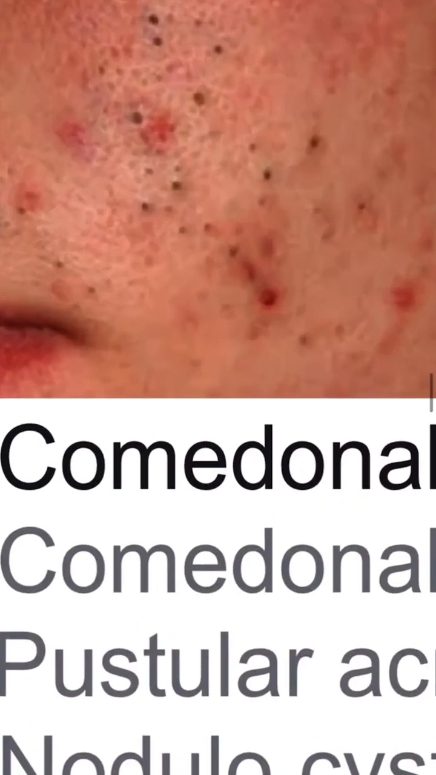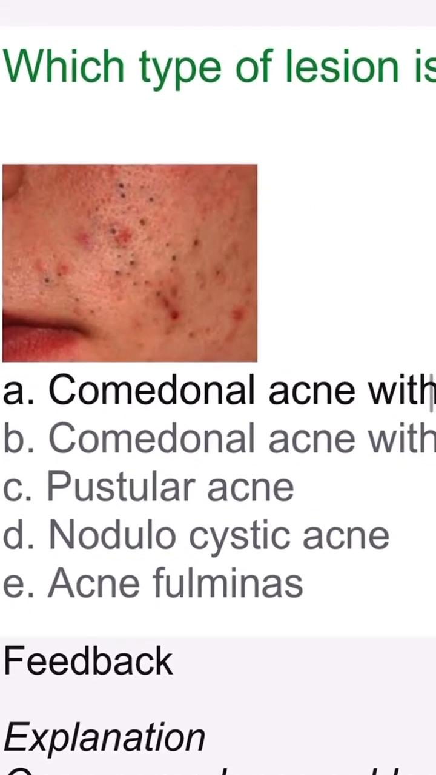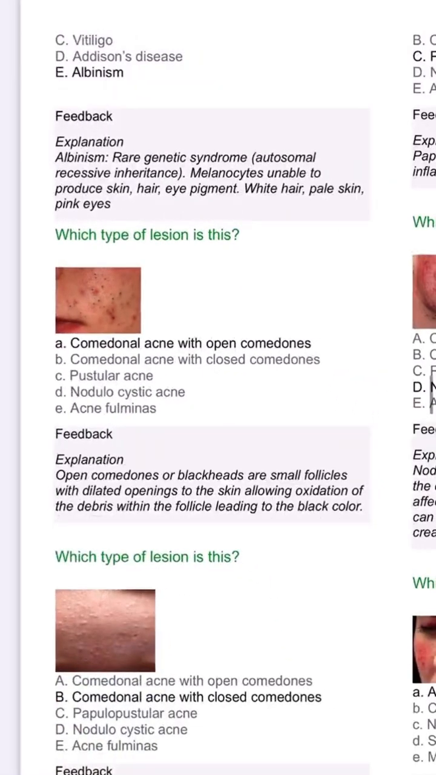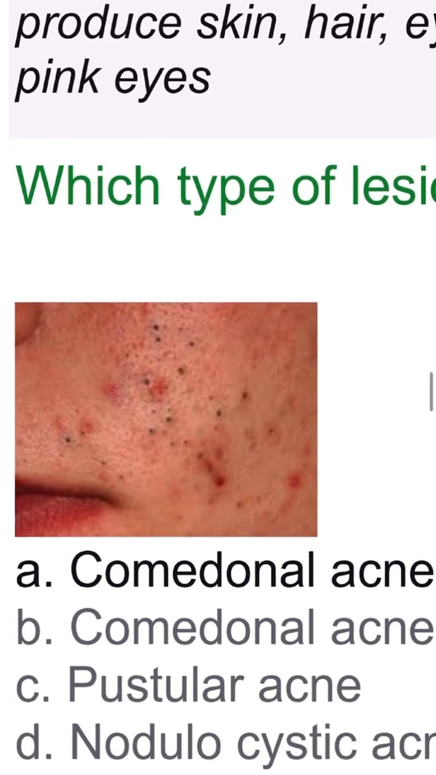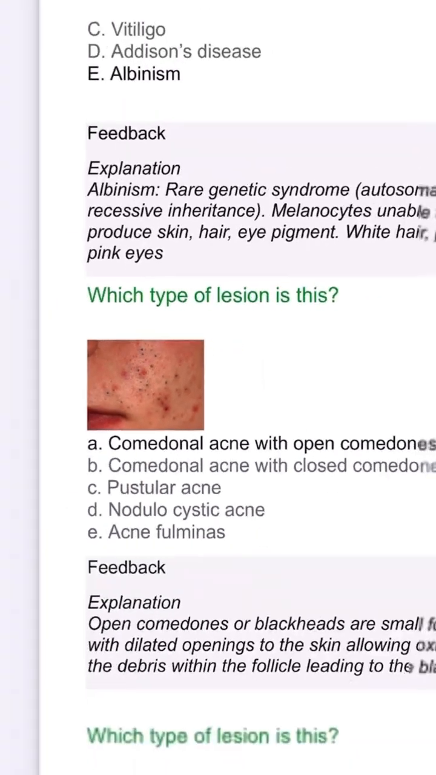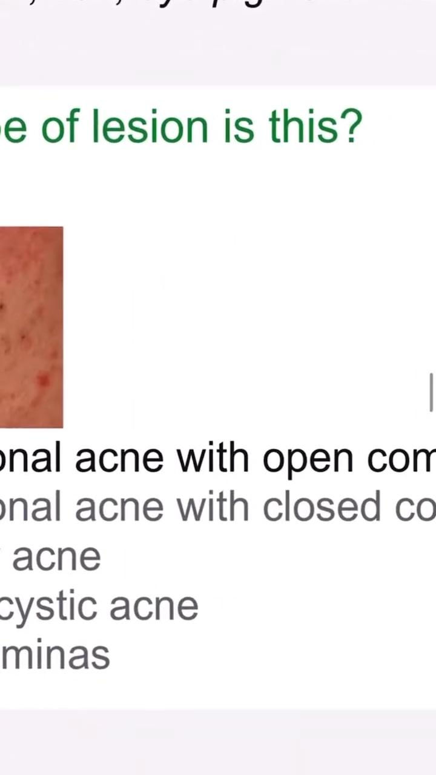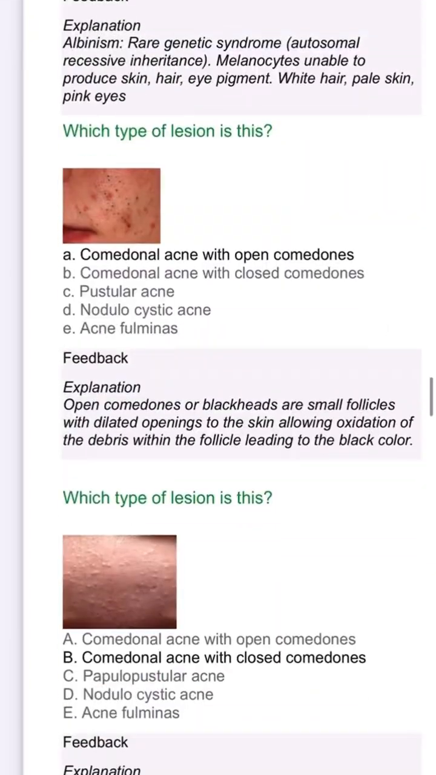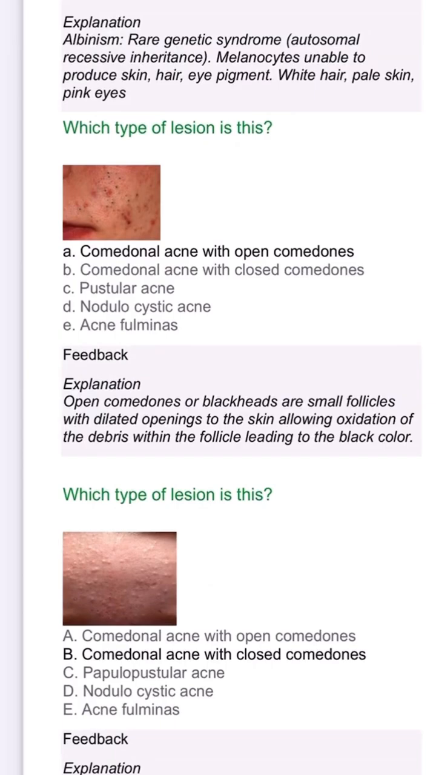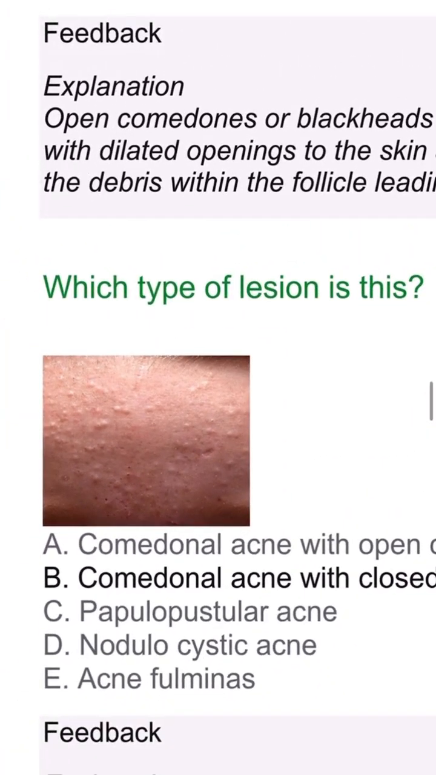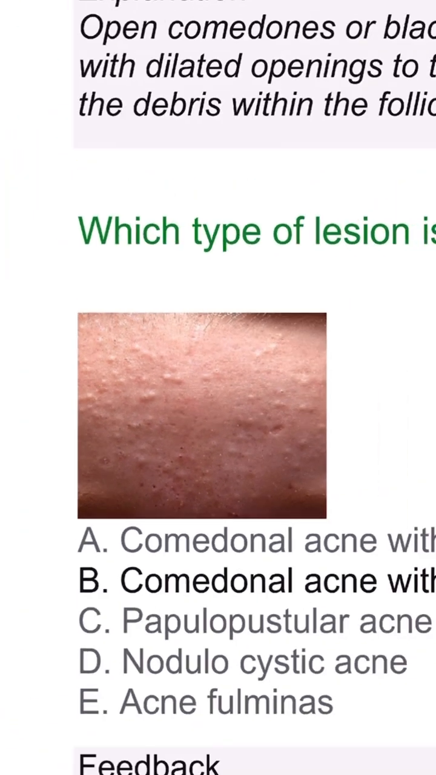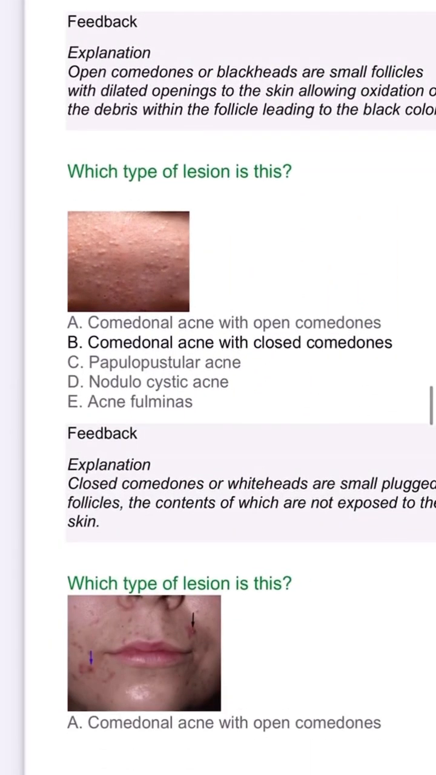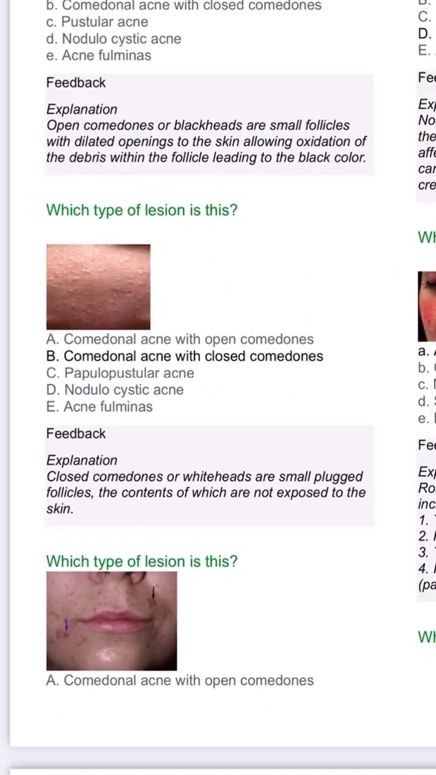Which type of lesion is this? These are comedonal acne with open comedones. Open comedones are black in color, closed comedones are white in color. Open comedones, or blackheads, are small follicles with dilated openings to the skin, allowing oxidation of the debris within the follicle, leading to the black color. What type of lesion is this? So this is comedonal acne with closed comedones. These are white in color. Closed comedones are small follicles, the contents of which are not exposed to the skin. That's why they are white.